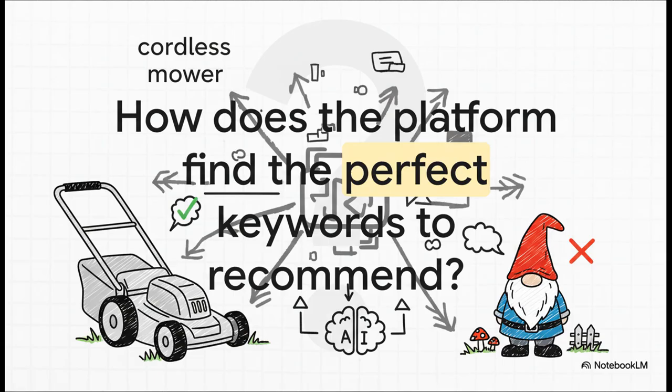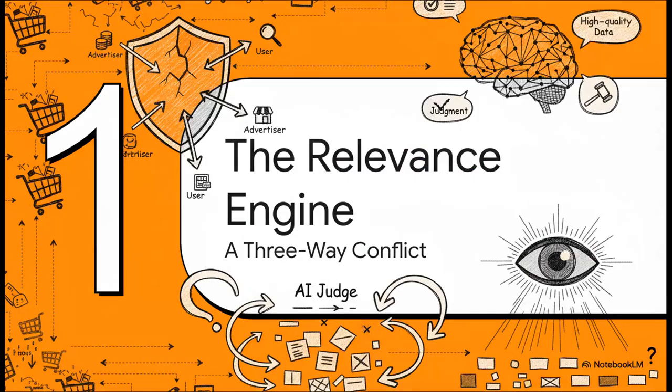But hang on a second. Just think about the sheer scale of it. We're talking billions of items. So how in the world does the platform's AI know that cordless mower is a great keyword, but something like garden gnome is, well, not? And that's it. That's the core of the problem. It's this huge battle just to define what relevance even means.